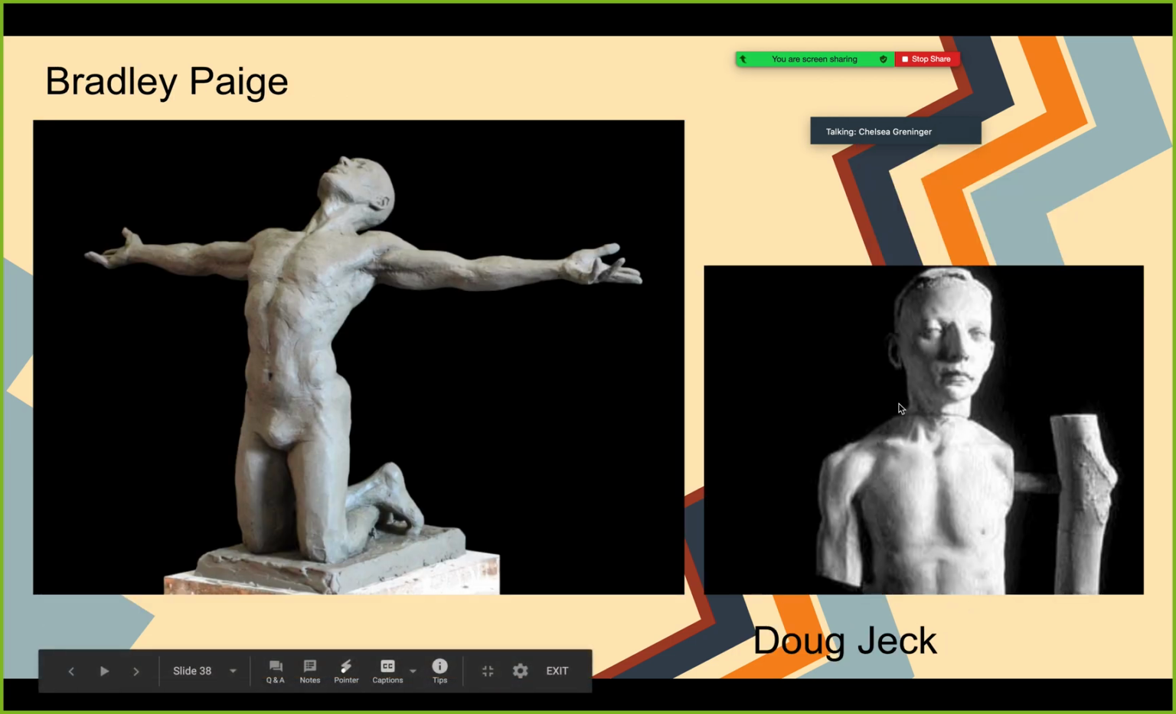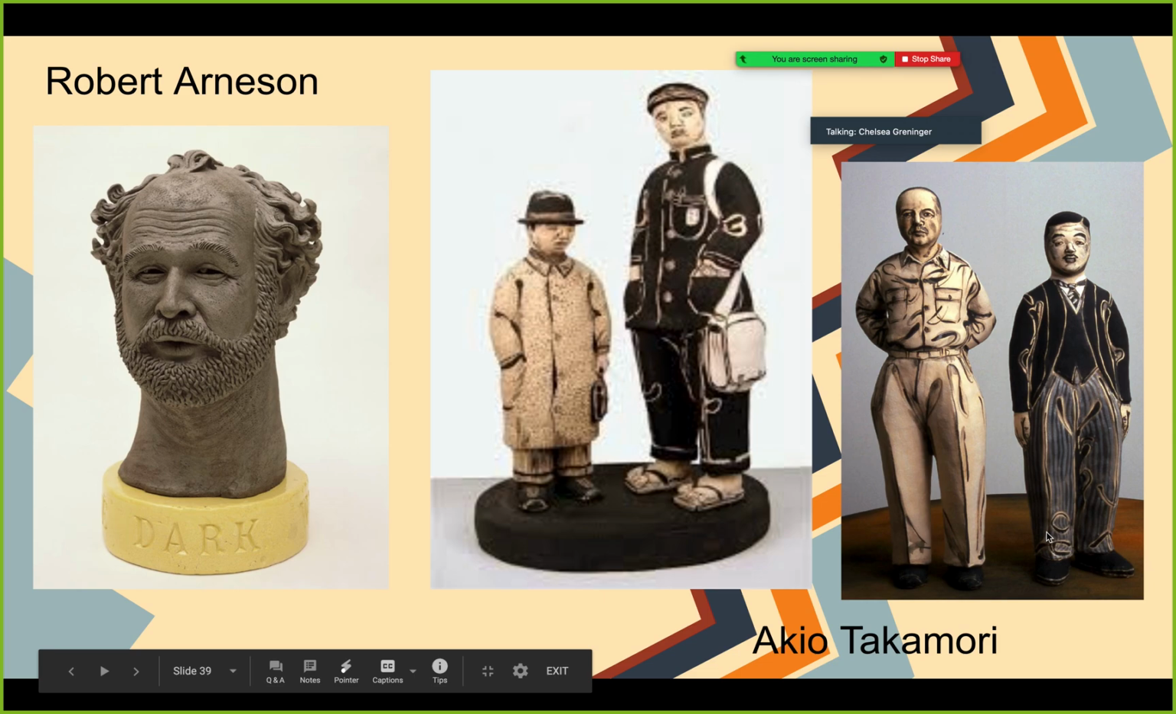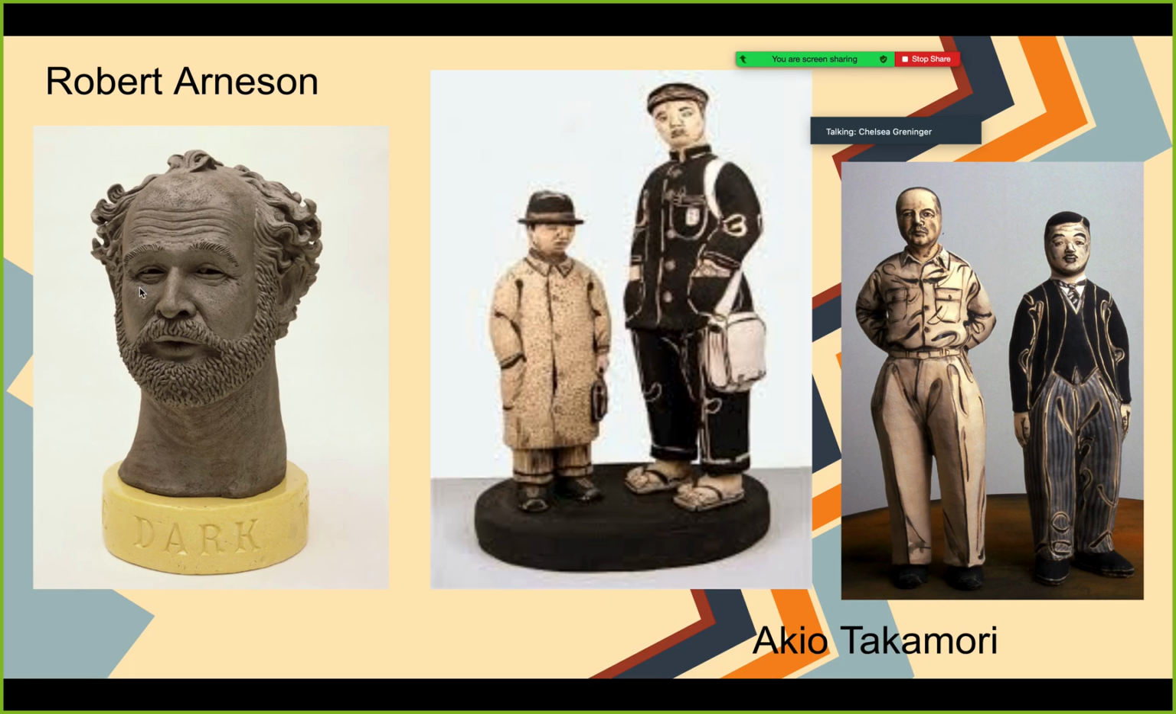Doug Jack is very famous. He always breaks his pieces up and he changes the proportion on things and he cuts them up and adds cast elements to them. Robert Arneson, also you've seen his work before. He was the UC Davis professor, so he's the one, if you've been on that campus, that did all the eggheads. And if you go to UC Davis, you'll see his prints in the library.